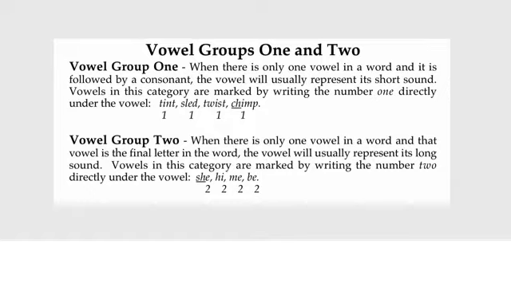On the other hand, vowel group 2 says there is one vowel in a word, and that vowel is the final letter in the word. When the vowel is the final letter in the word, the vowel will usually represent its long sound, and we write the number 2 under the vowel to indicate vowel group 2 is in effect, which indicates that the vowel will be long. Remember, vowels all make at least two sounds, a short sound and a long sound. So these vowel groups will indicate which sound a vowel is going to make in any given word.